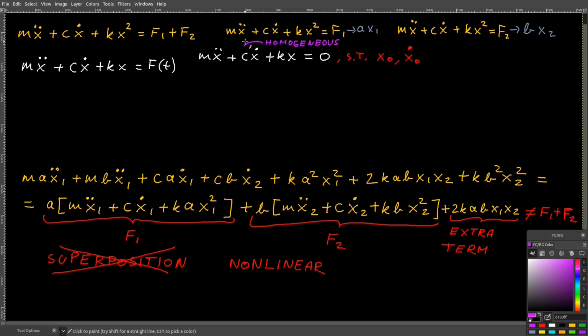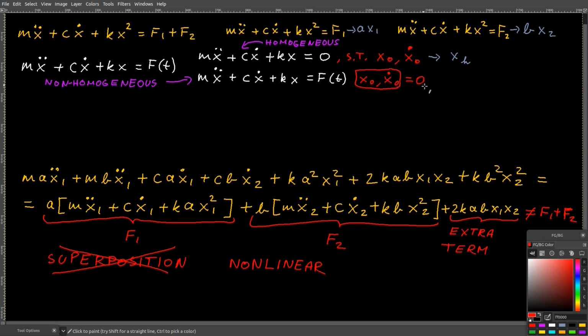This was called a homogeneous ODE, and it gave you some homogeneous solution, and then you had to solve a non-homogeneous ODE with your external force, but without the initial conditions. That gave you a particular solution, and then your general solution was the sum of your homogeneous and particular solution.